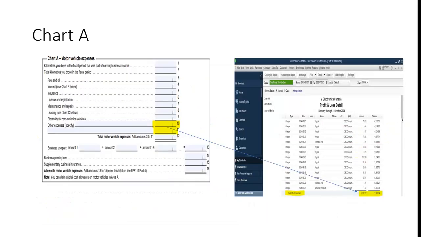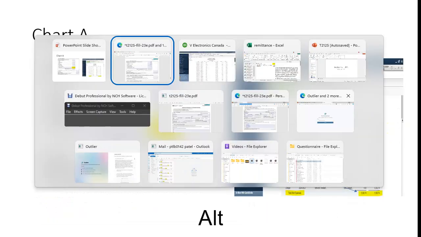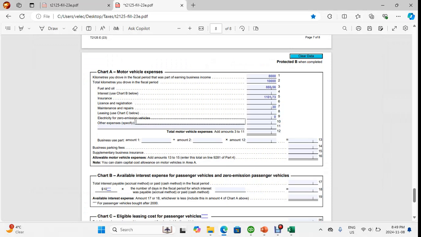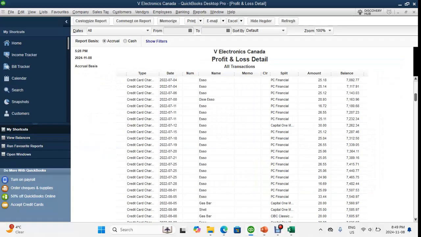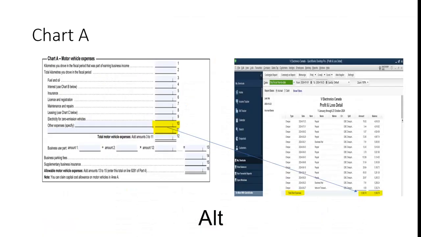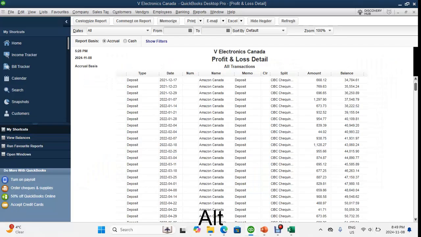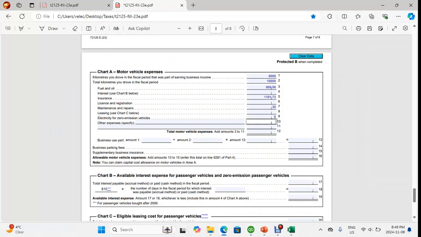All right, so next you have other expenses. So any other expenses that you incurred for your business, that you paid for your business. And again, this will show up on the profit and loss detail report. These expenses will show up in there as well. Let's say this will be 0 in this case, not declaring any other expenses.